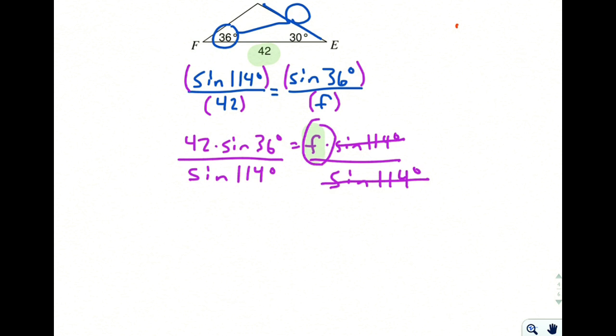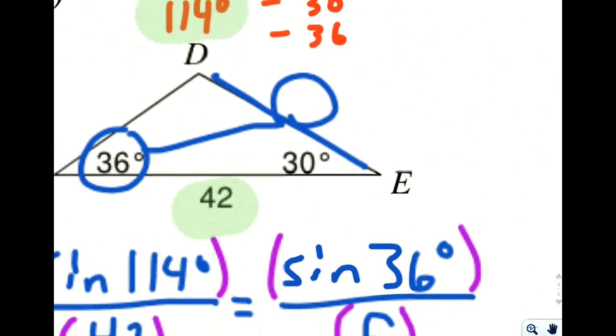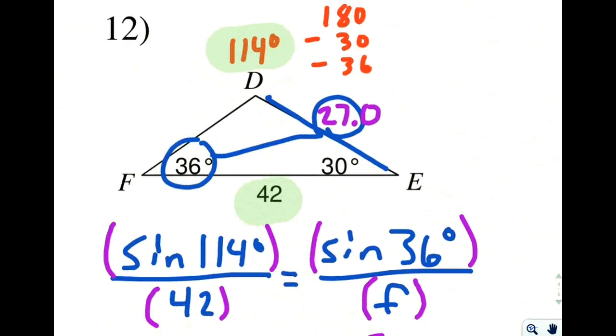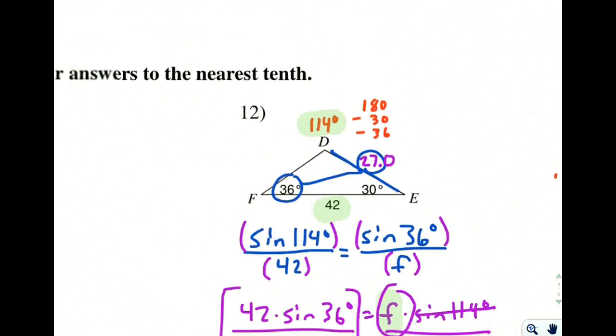So we can go straight into typing this into our calculator here, and when we do that, our calculator is going to give us back approximately 27.0. Again, we're rounding to the nearest tenth, so 27.0. And it is a side length here, so it looks like we don't have any units on our length, but it is not degrees. Please do not put a degree symbol on that 27. It is a length.